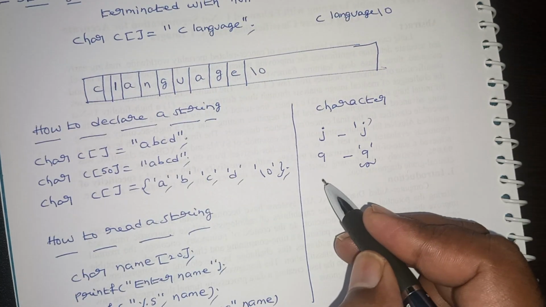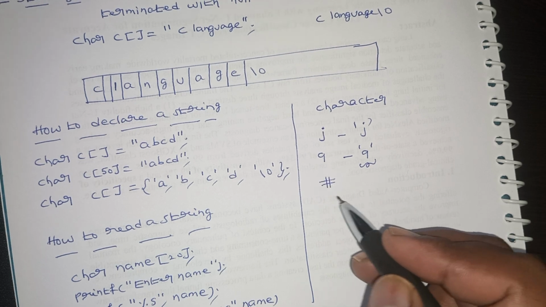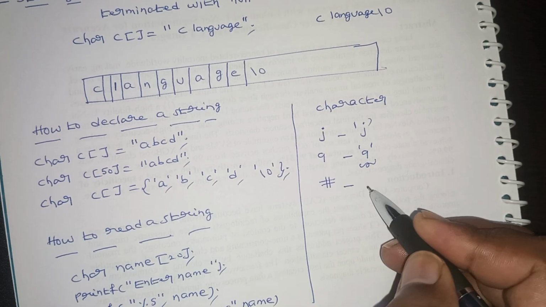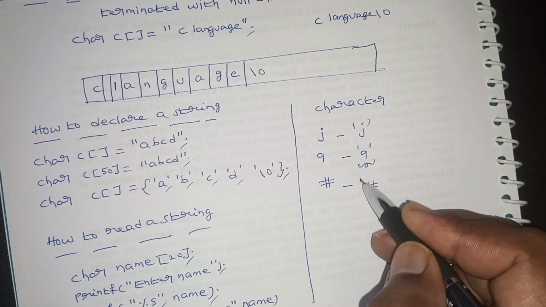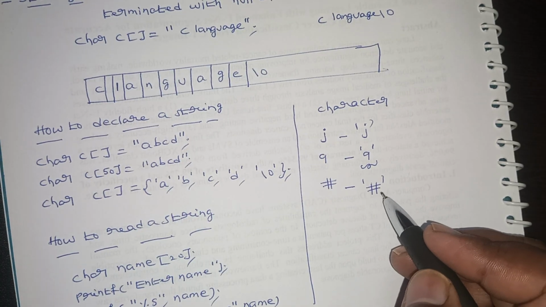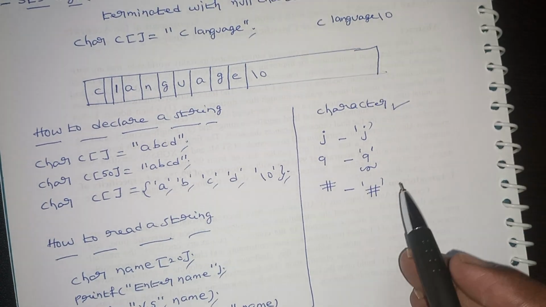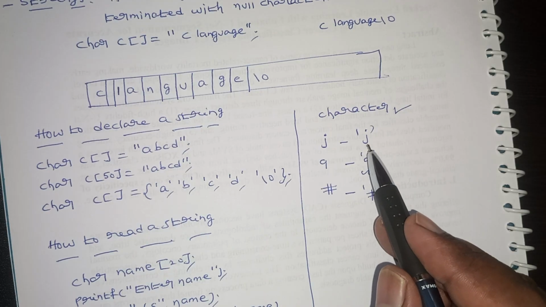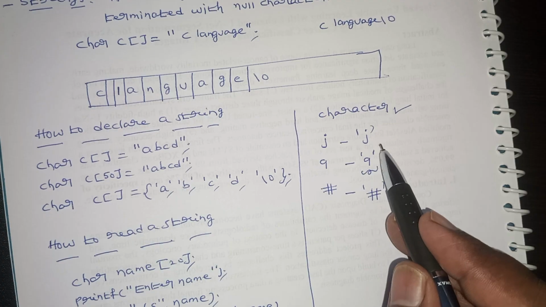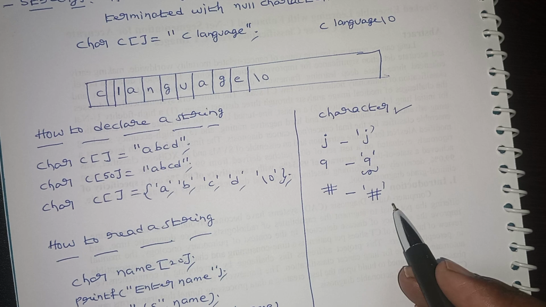Now we take one more example. You take hash. What is a hash? It is a special symbol actually. So when you represent hash in single quotes, now this is not a symbol. What is this? This is a character. Anything you represent in single quotes is called a character constant.